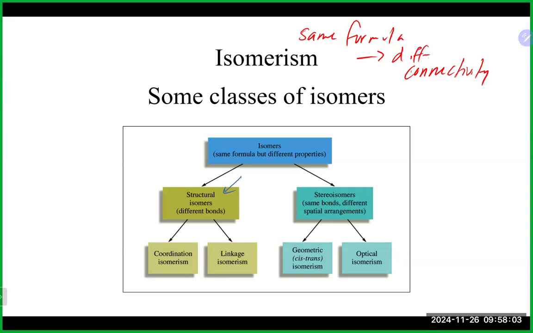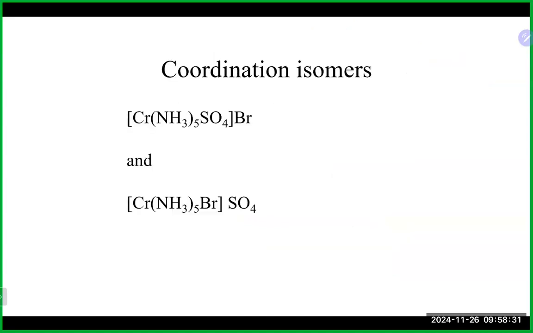There's a few different types of isomers we're going to talk briefly about. There are structural isomers, which have different bonds. And with that, there's two types of structural isomers: coordination isomers and linkage isomers. And then there's stereoisomers, which have the same bonds but different three-dimensional orientations in space. And that gives us geometric isomers, which are cis or trans, and also optical isomers as well.